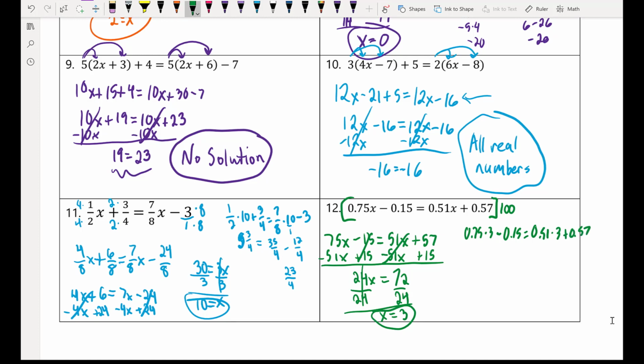Okay, 0.75 times 3 is 2.25. Minus 0.15 is 2.10. This is 3, 5, 1. Yep, they are both 2.10. So x equals 3 is the answer. We are 12 for 12.